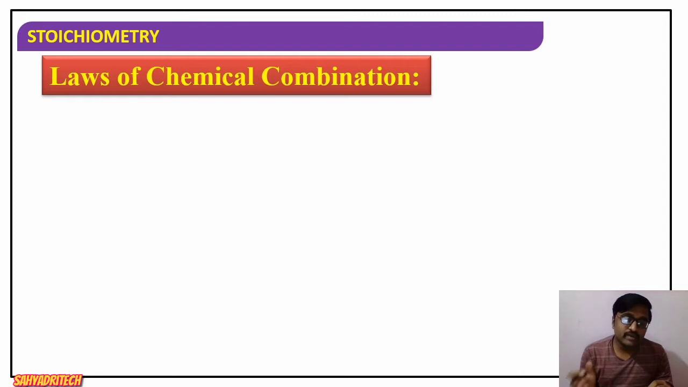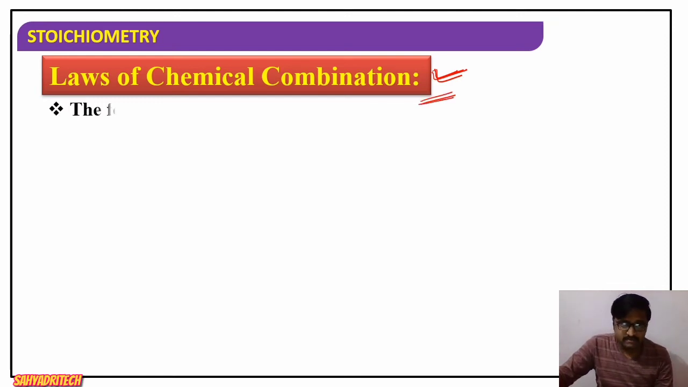Yes, how can it be understood? That combination of elements can be better understood with the help of the law of chemical combinations. Now here the title says law of chemical combinations. The formation of different kinds of matter can be better understood with the help of what? With the help of the law of chemical combinations.